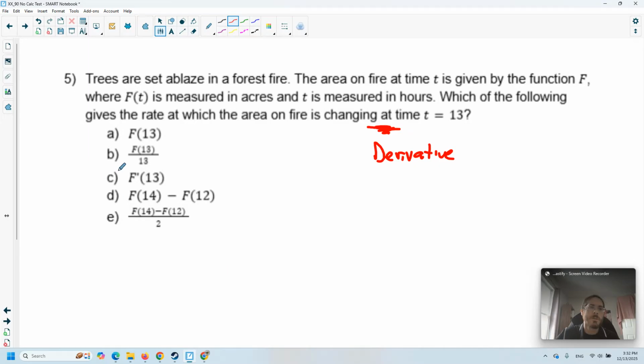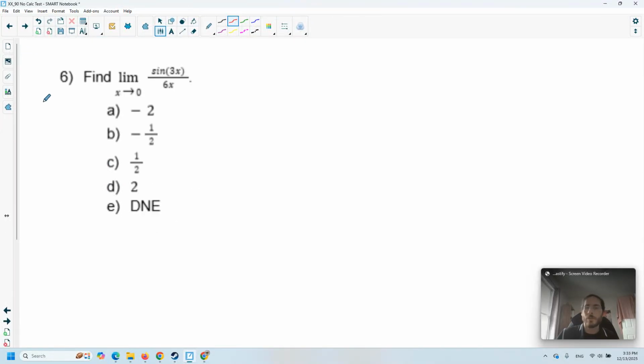So if I look here, this is my derivative at 13, and that's it. That's kind of realizing that this situation is calling for a derivative. All right, for 6, we want to find the limit as x approaches 0 of our function here, sine of 3x over 6x. This one's pretty cool because you could have done it a lot of different ways.